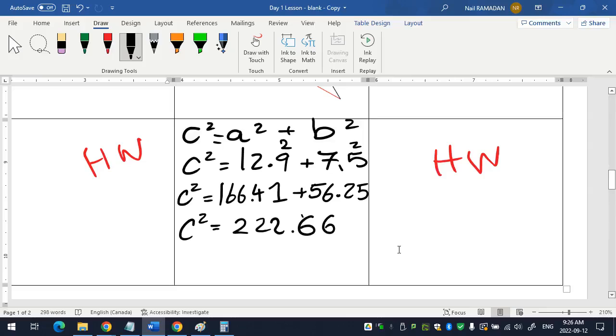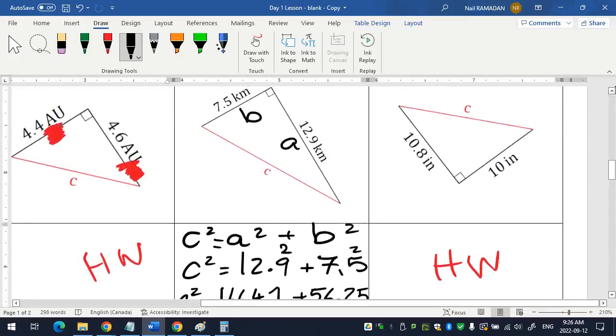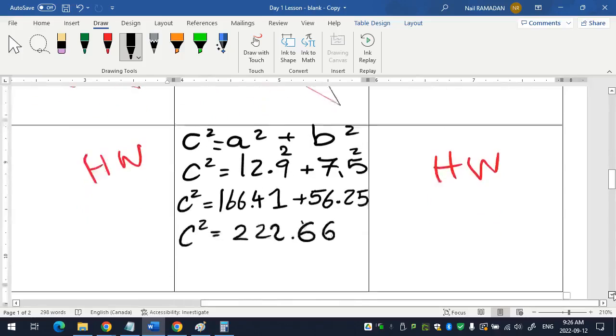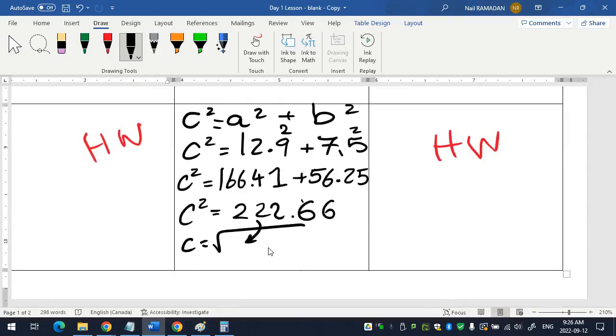So is that my final answer? No way. And by the way, it doesn't make sense. If I give you a stick that has a length of 12.9 centimeters and another stick that's got a length of 7.5, and I ask you to connect them with a third stick, there's no way this connection is as long as 222. Way too big. The answer has to make sense. Math is the universe. If it doesn't make sense, it's incorrect. So C is the square root of this.